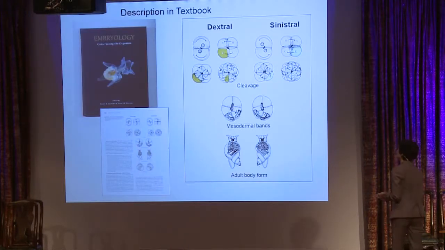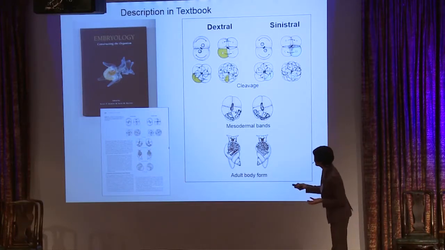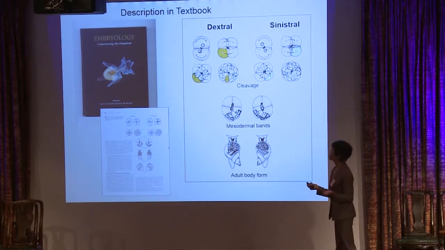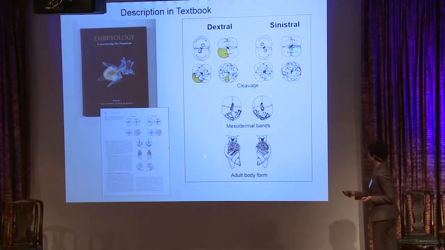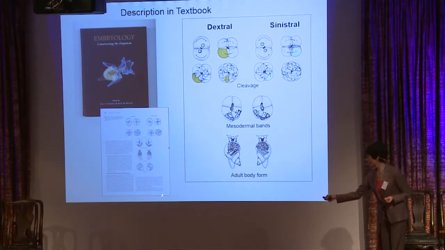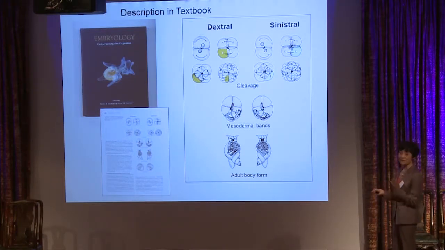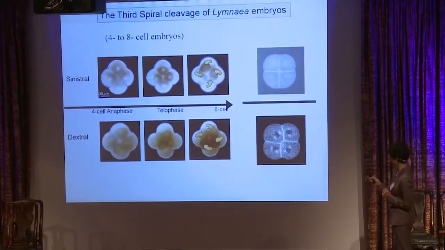This is the sort of figure shown in most of the textbooks on embryology or developmental biology: the sinister one, the dexter one, at the 1 cell, 2 cell, 4 cell, 8 cell, and 24 cell stages. They say it all goes to mirror images. Another textbook says the same. But we realized that if you look carefully, it is not the case, and that is important for the handedness determination.